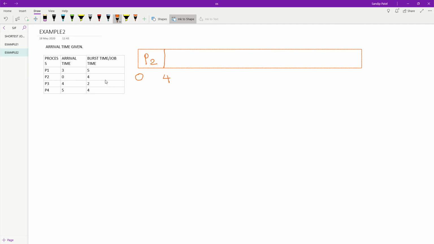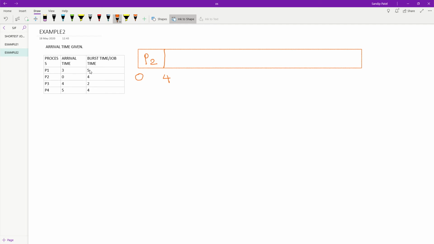So after 4 milliseconds, we will see how many processes have arrived into the ready queue for execution. At 4 milliseconds, P3 is there, and P1 which arrived at 3 milliseconds. So right now, two processes are in the ready queue, P1 and P3. We will apply the algorithm onto these two processes only, P1 and P3.